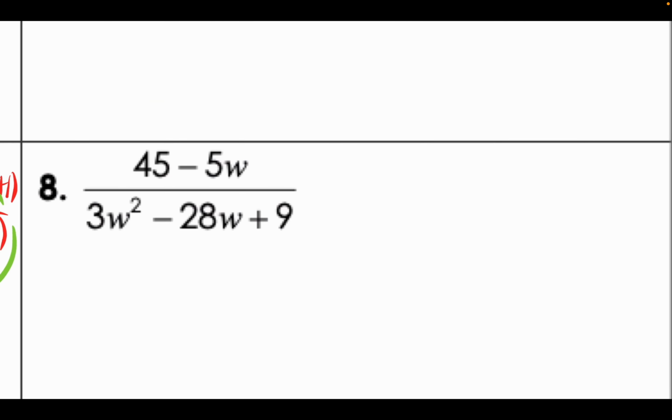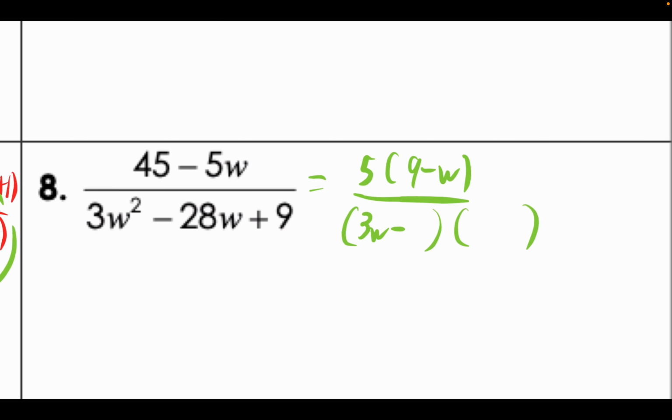On number 8 here, on top, we have a GCF, it's 5, and that gives me 9 minus w. On the bottom, I don't have a GCF, and so I'm going to factor this, so this would be a good time to pause it. I end up getting 3w minus 1 and w minus 9.